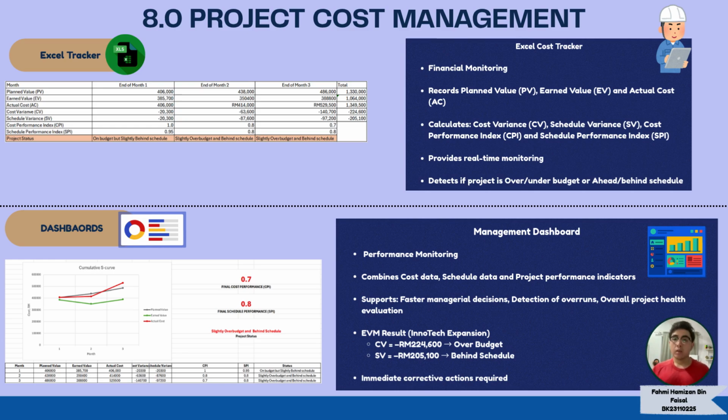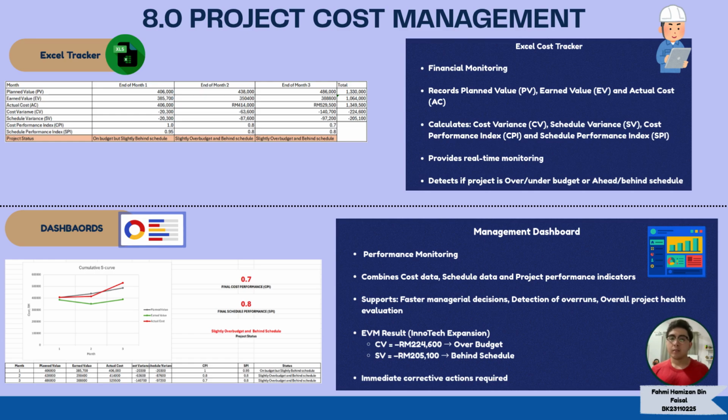So to break this down, we can look at our management dashboard and Excel cost tracker. At the first month, we were on budget but slightly behind schedule with an SPI of 0.95. By month 2, our performance slipped further, dropping both CPI and SPI to 0.8. By month 3, our cumulative actual cost reached RM1,349,500 against an earned value of RM1.064 million. This leaves us with a final cost performance index CPI of 0.7 and the SPI of 0.8.